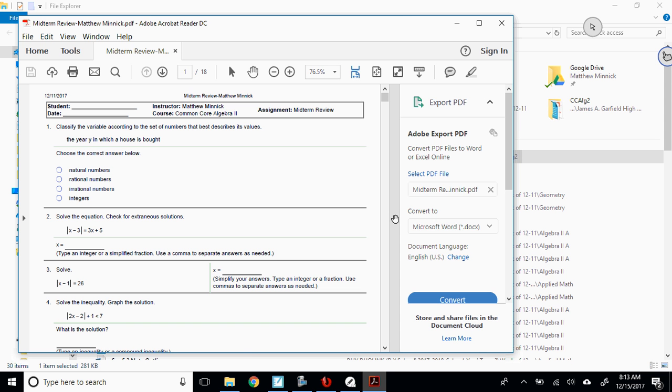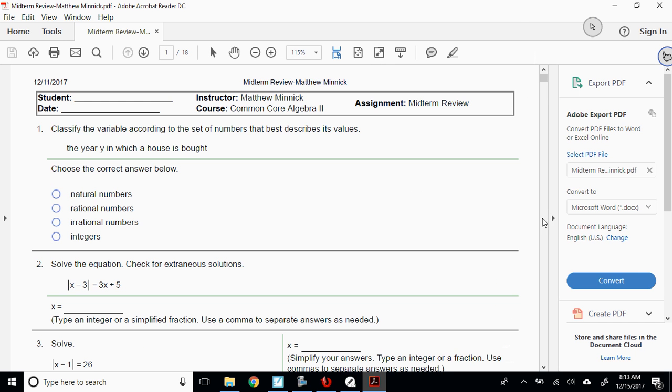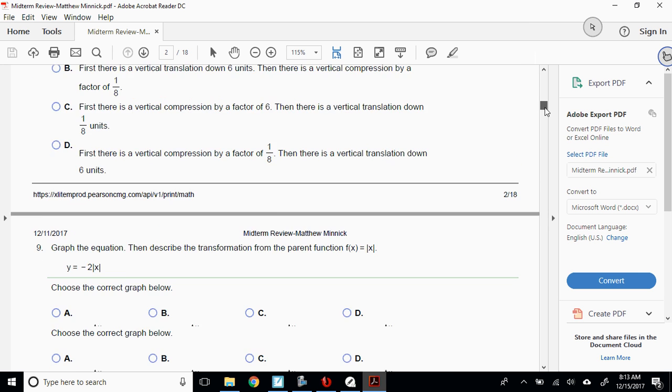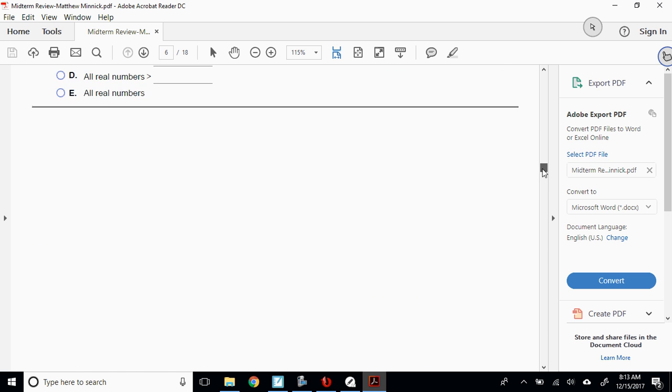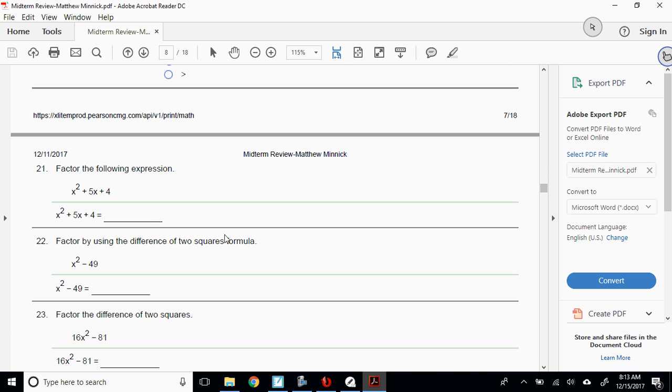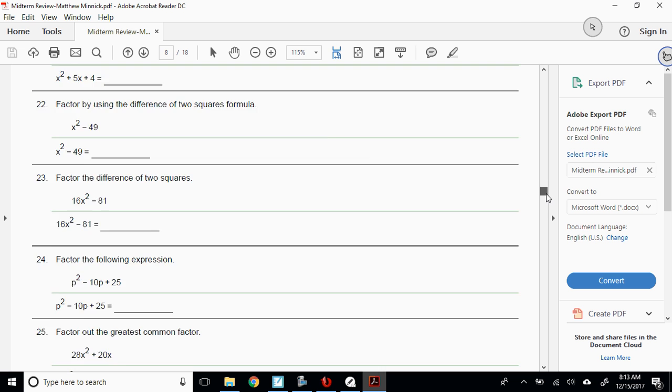Number 21, factor. Hey, we remember factoring. That's all that chapter 4 stuff that we just got done studying. Number 21, two quantities: x plus 1 and x plus 4. Doesn't matter what order. You could have 4 plus x and 1 plus x, or x plus 4 and x plus 1. But anyway, 21 is the quantity of x plus 1 and the quantity of x plus 4.